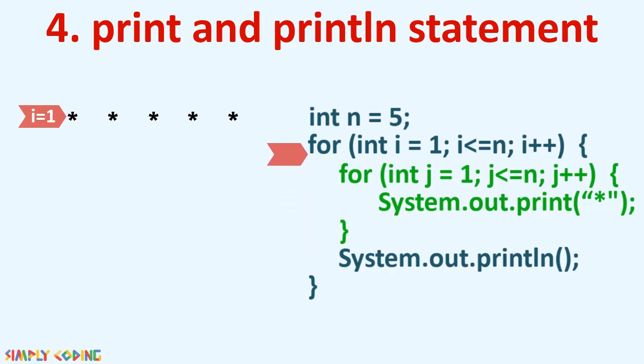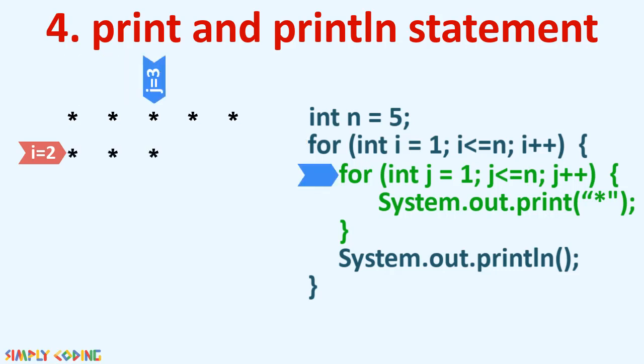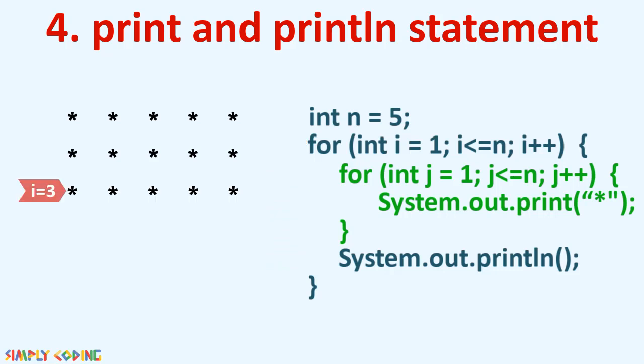The control comes back to outer loop and outer loop increments by 1 to row 2. Again inner loop prints 5 columns as it will again start from 1 to 5. Then the println statement takes it to the beginning of next row. This repeats for all rows till i reaches 5 and then we exit from the outer loop.